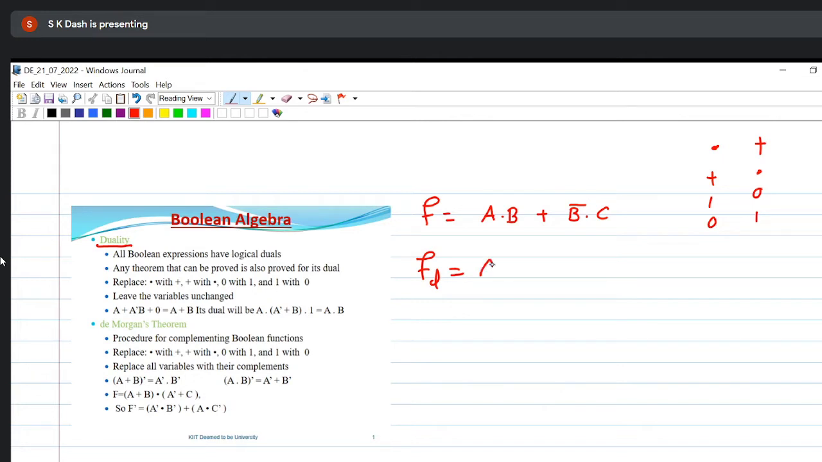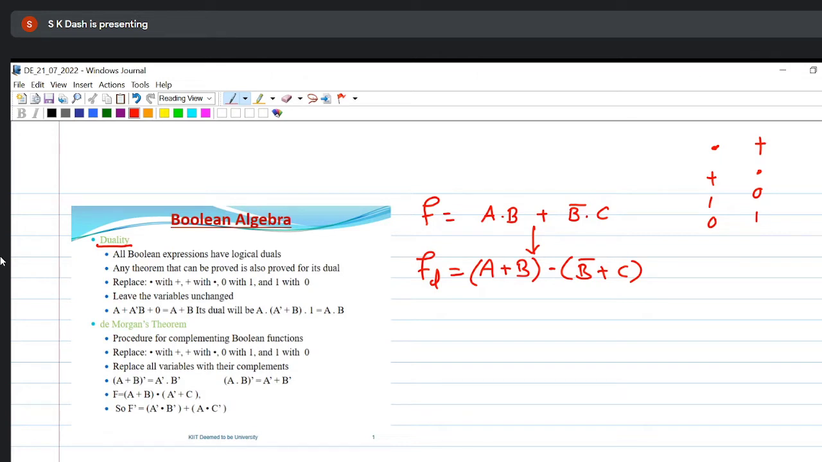F will be equal to a, dot will be changed to plus, this will become a plus b, this plus will become dot, this will become b bar plus c. So this is the dual function of f. This dual function will be useful to find the complement. To find the complement, this dual function is used.